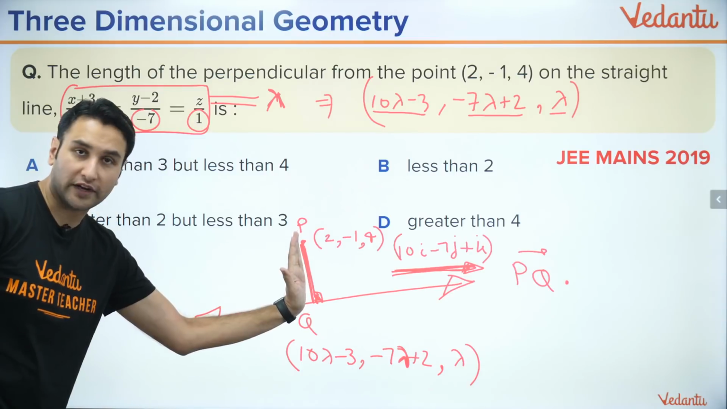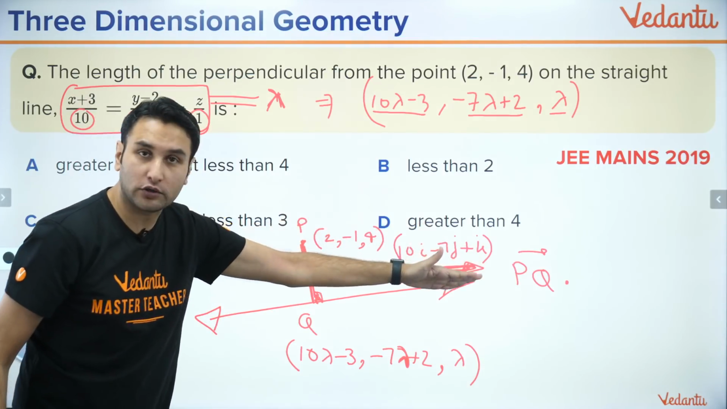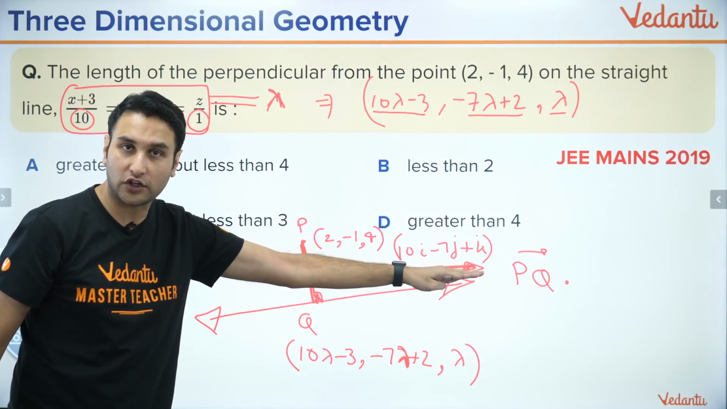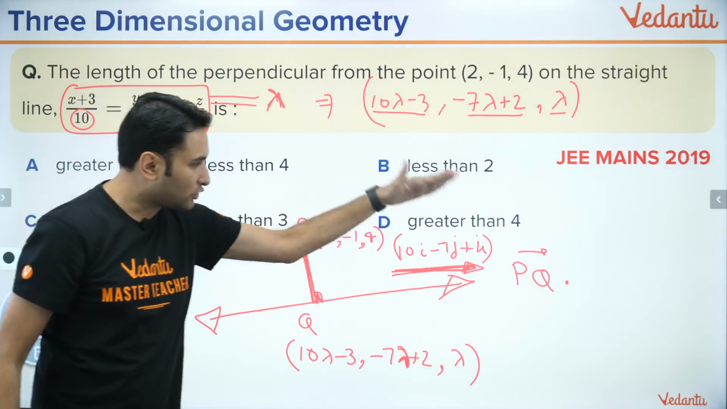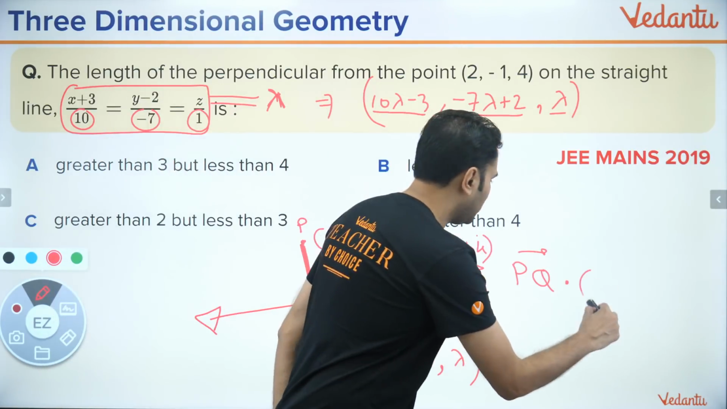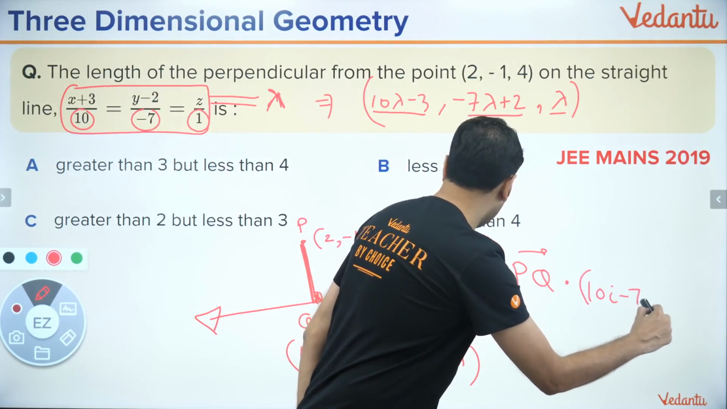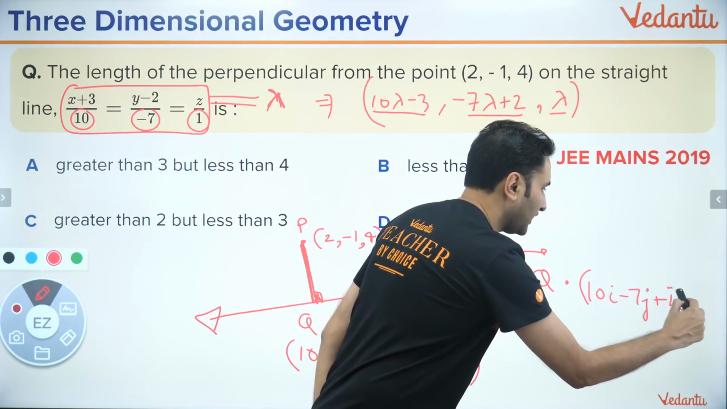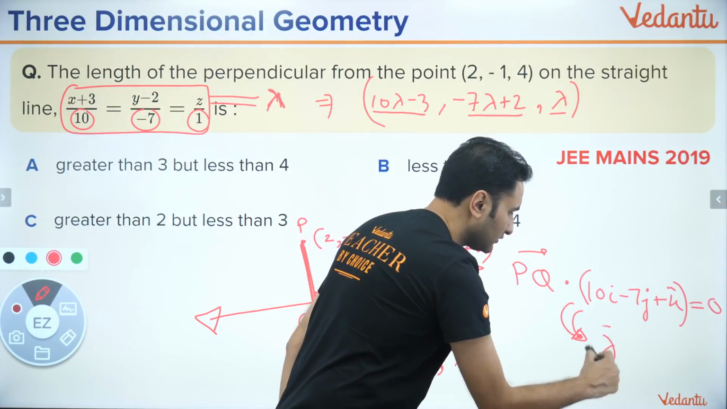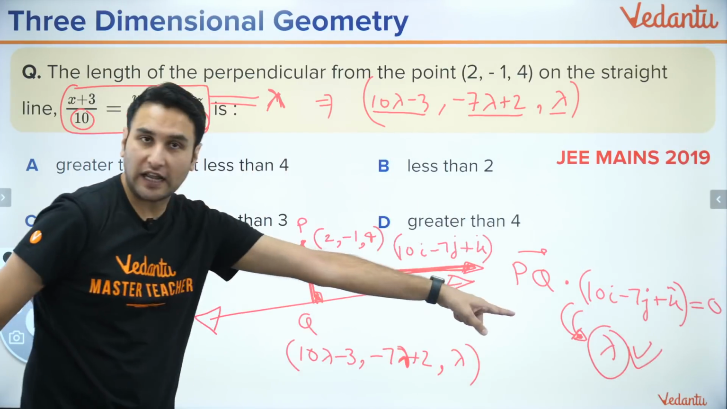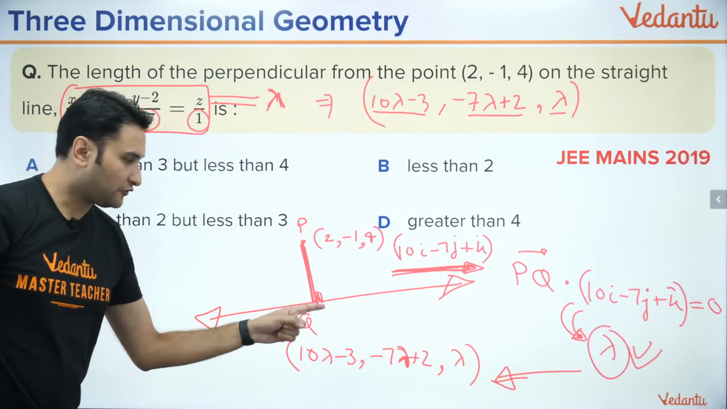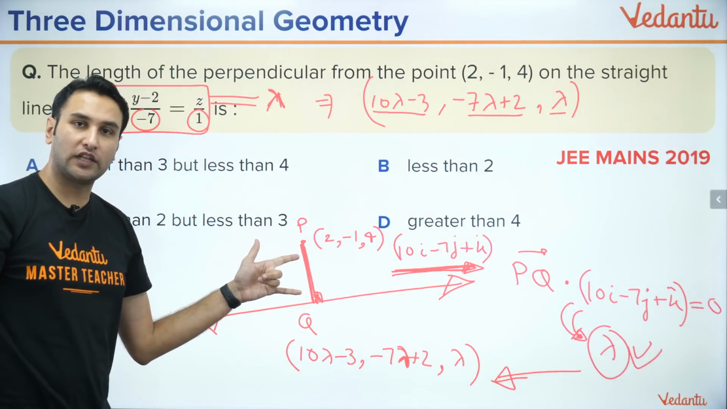Now this PQ vector is perpendicular to the direction to which the line is parallel. So PQ vector dot this must be equal to 0, बस कर दो, लैम्डा की वैल्यू आ जाएगी. So PQ dot 10i minus 7j plus k must be equal to 0. इसको solve करो to get lambda. If you get lambda, तो बच्चों क्या मिल जाएगा? This will give you the point Q. If you get the point Q you can find out the length PQ.